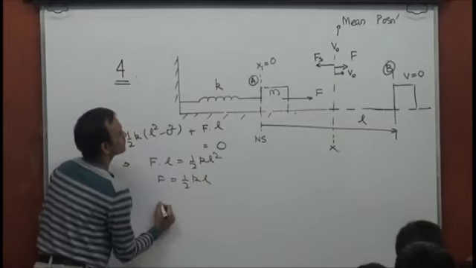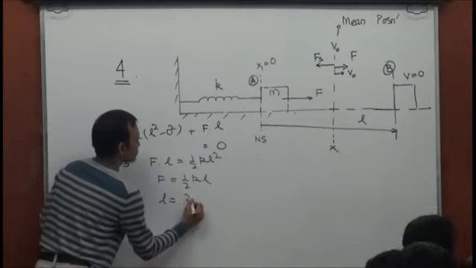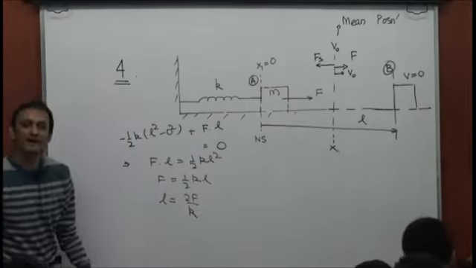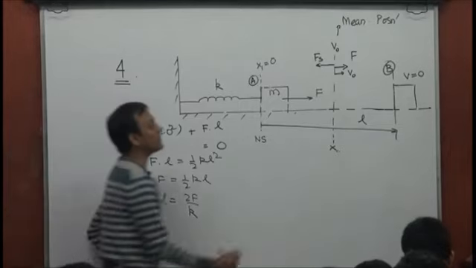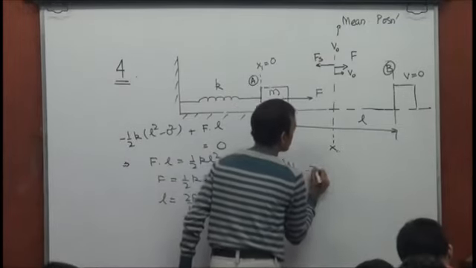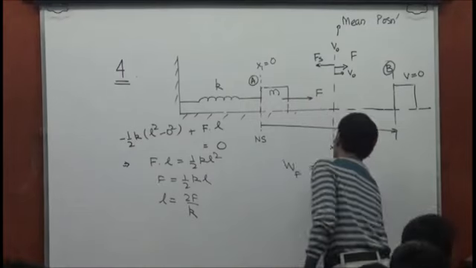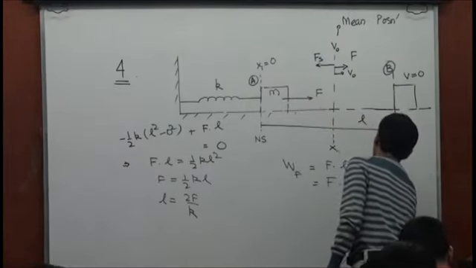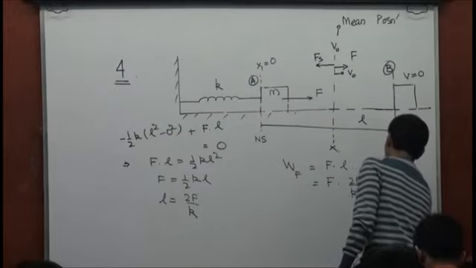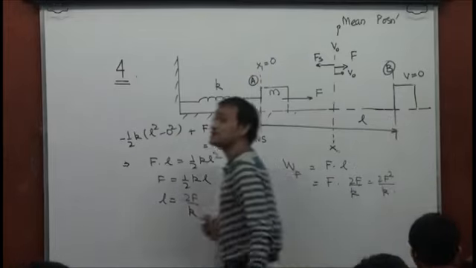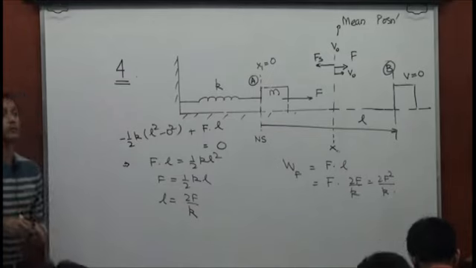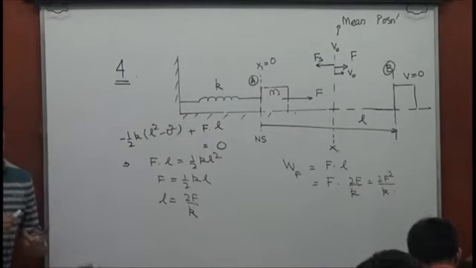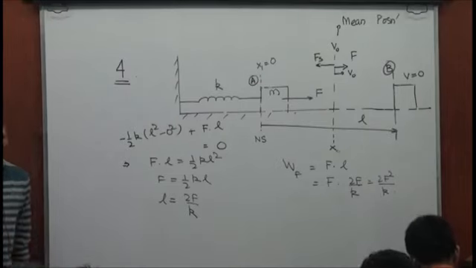L therefore is 2F by K. So the work done by F is going to be F into L, which is F into 2F by K, 2F squared by K. That's the maximum work done by the externally applied force F.